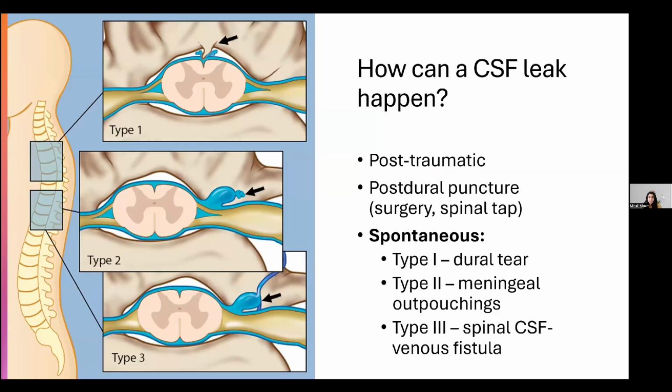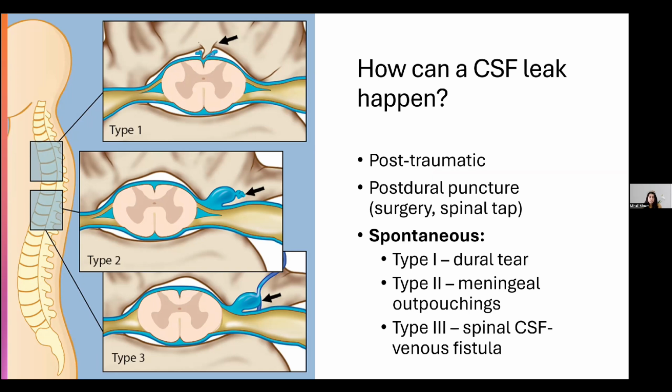So how can a CSF leak happen? We think about post-surgical CSF leaks that can happen after a spinal tap, or sometimes post-operatively after a spinal surgery. Trauma can also induce a CSF leak. And then we also have spontaneous CSF leaks. The majority of the talk is going to focus on spontaneous as opposed to post-surgical or post-dural puncture headaches.